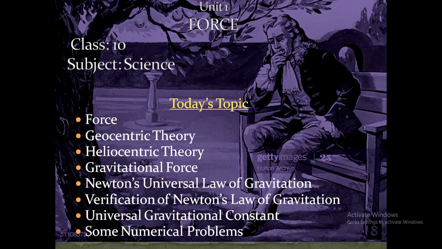So today we discussed force. We read about the geocentric theory and the heliocentric theory. We have some knowledge about gravitational force. Then we read about Newton's universal law of gravitation. Then we derived F is equal to G m1 m2 upon d square. We talked about the universal gravitational constant also, and after that we just finished doing two numericals.